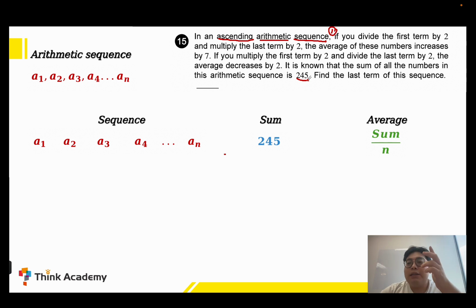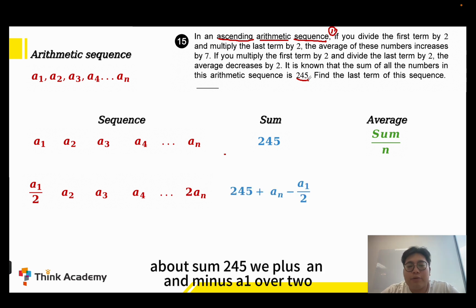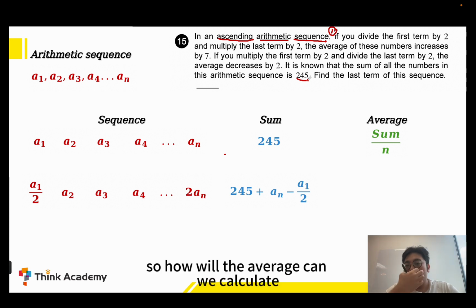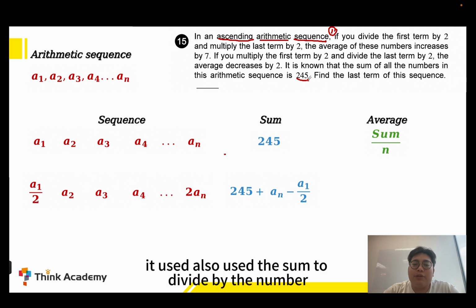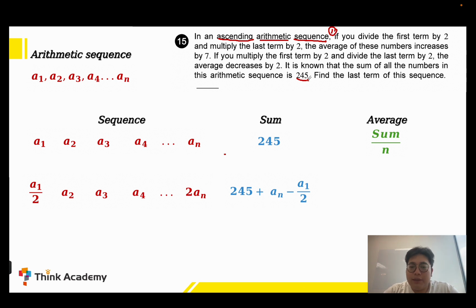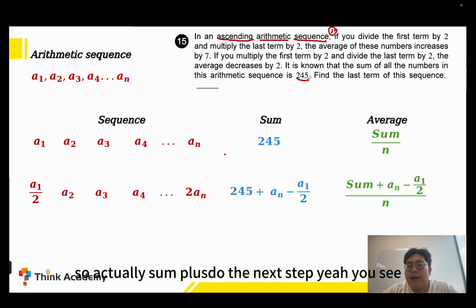Also, the first change: the first term becomes A1 over 2, and the last term becomes 2 times AN. And what's the change to the sum? To the sum 245, we add AN and subtract A1 over 2. So how can we calculate the average? Also use the sum divided by the number. So it's the sum plus AN minus A1 over 2, divided by n. I use this sum to represent 245.